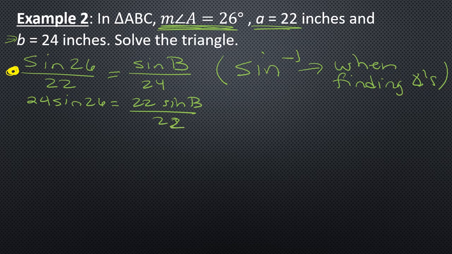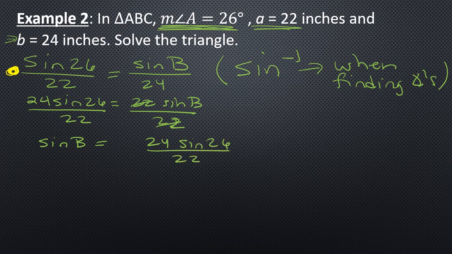Ultimately, I want B by itself, so I'm going to divide each side by 22. So the sine of B equals 24 sine 26 over 22. And now we know that if we want to get that sine by itself, I'm going to have to take the sine inverse of both sides. You can put this in your calculator multiple ways. Go ahead and hit pause, put it in your calculator, but do not round until the very, very, very end of the problem. So hit pause until you find angle B.